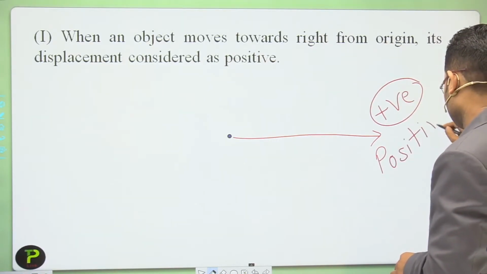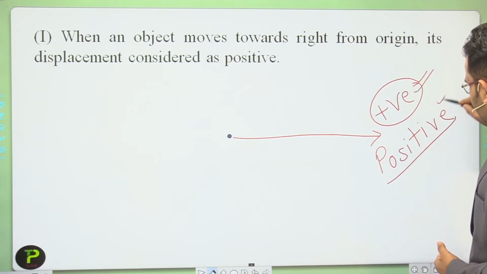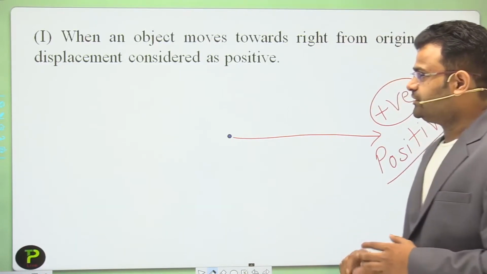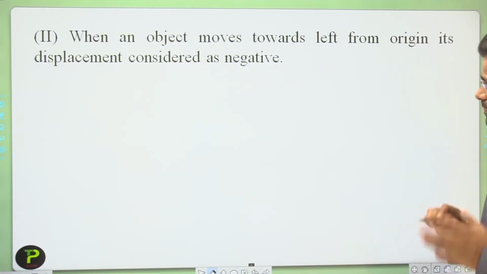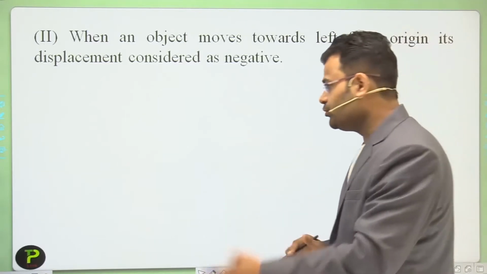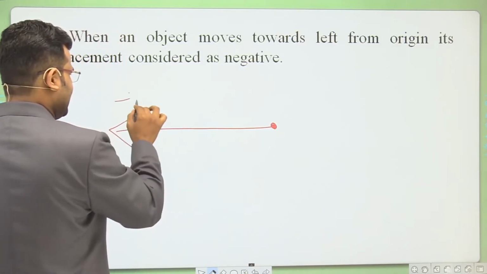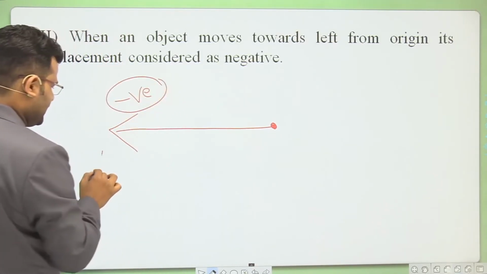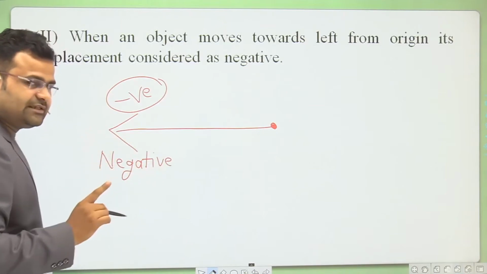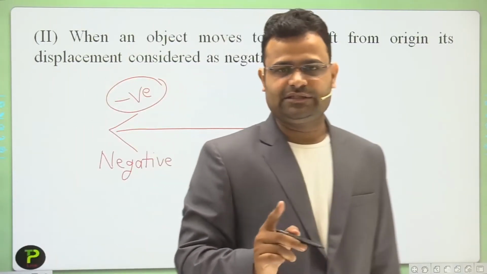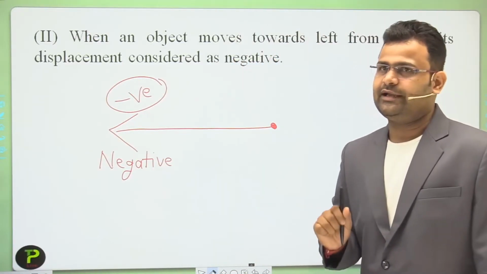That is the symbolic form of positive. You can write both of these; it's also positive. Then, dear students, we consider this as the positive direction. Second thing is that when an object moves towards the left, from the origin, then we consider it negative, that is the symbol of negative, and you can write negative s. So if you are moving in the right-hand direction, we use a positive sign. If you are moving in the left-hand direction, we use a negative sign.